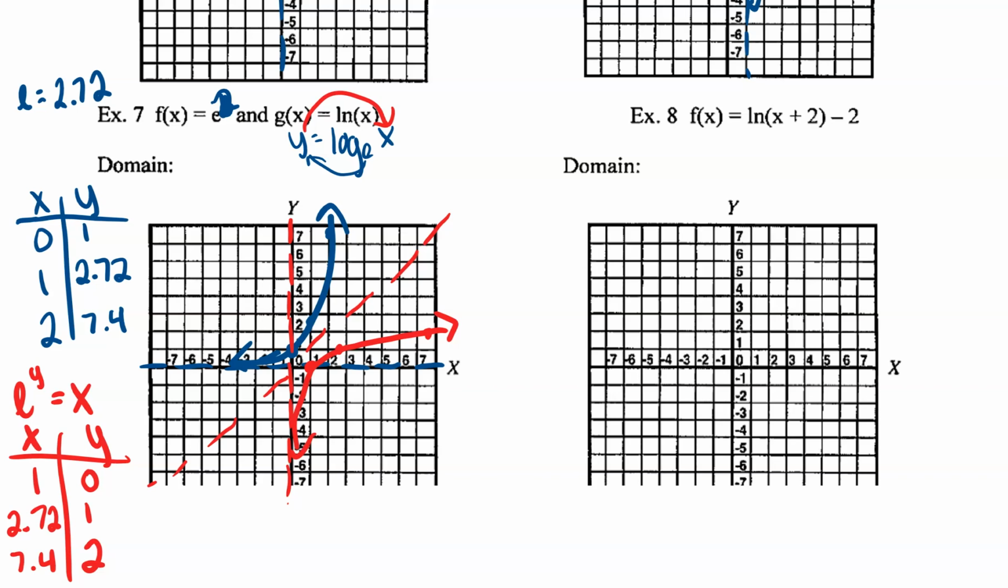The domain of the red graph, the natural log of x, is going to be x greater than 0 because it goes to the right of 0. The domain of the other graph, the blue graph, would have been all real numbers because it goes forever left and forever right, because it doesn't have a vertical asymptote for the exponential one.